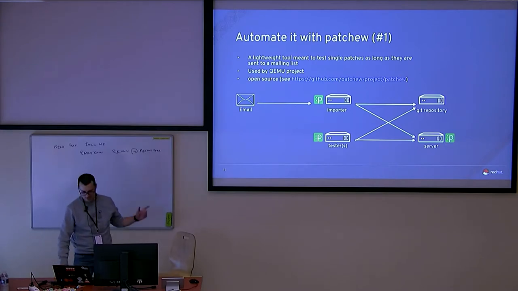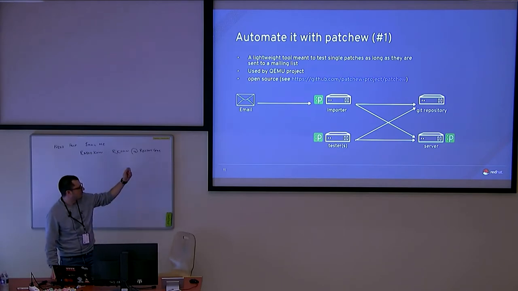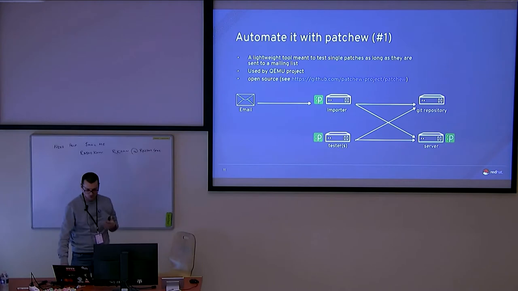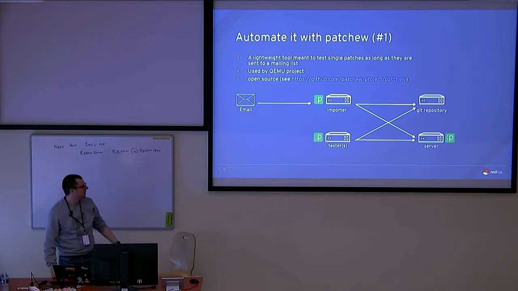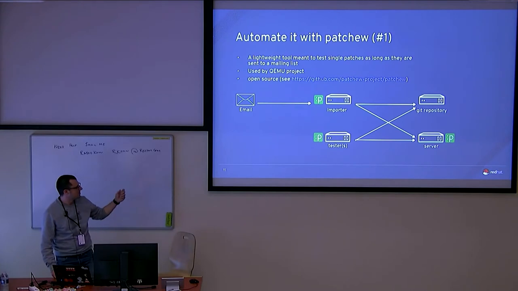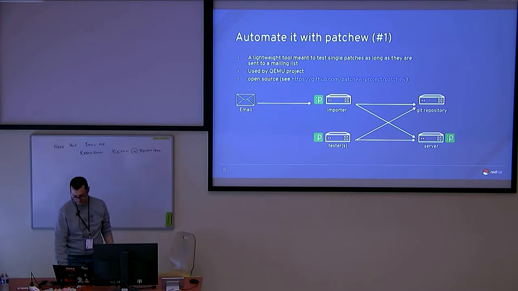There is an importer node that checks for new emails and pushes information to a server, which holds a dashboard, and pushes to a Git repository every patch that is received. Then there is a tester that polls the server, gets new patches, clones the Git repository, and simply does the test.